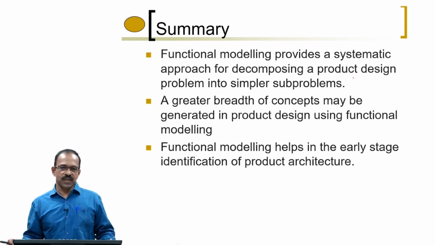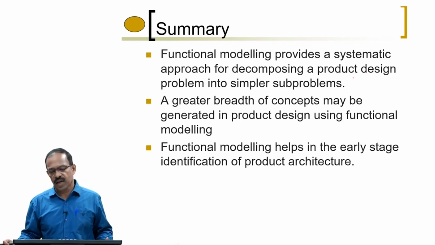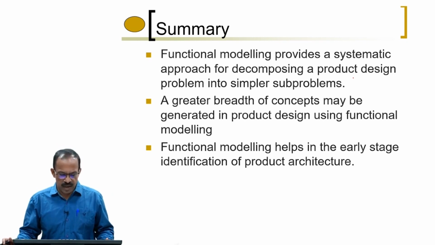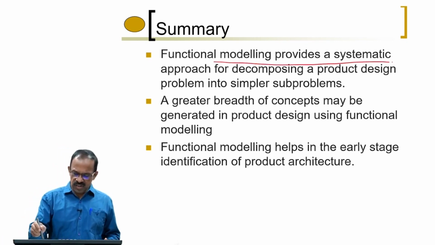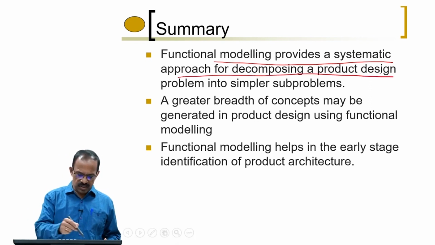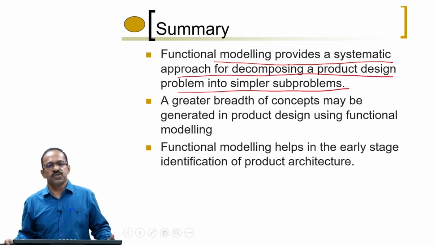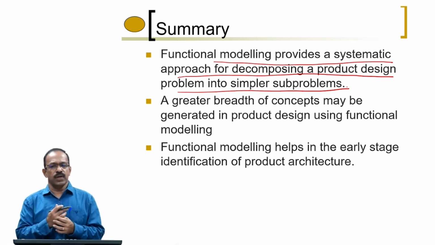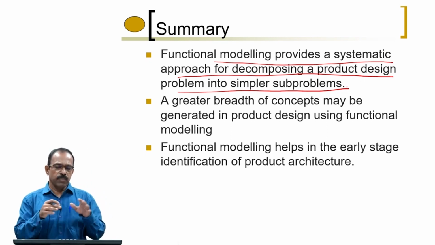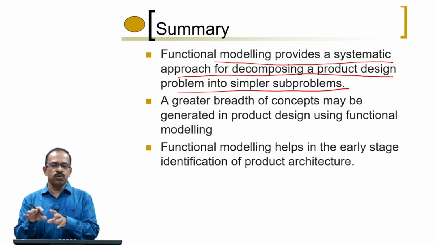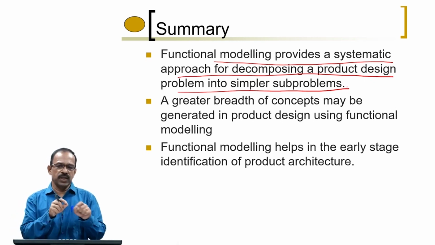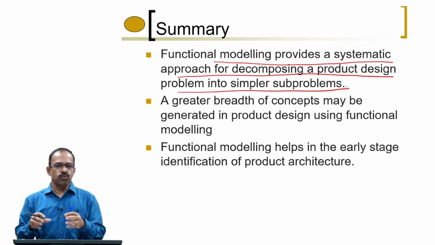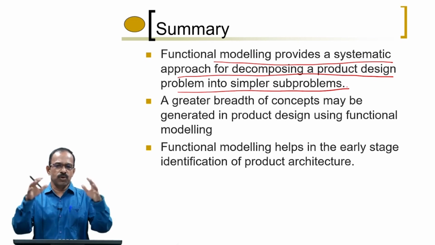Okay, so to summarize the discussion that we had in the last few classes about the functional decomposition. Functional modeling provides a systematic approach for decomposing a product design problem into simple sub problems. What we had done is that we had a problem of designing a tea brewer or iced tea brewer. Now, we have decomposed that into small functions, and the question now is how a particular function is to be provided in the product. So, we are dividing this into small problems, and by solving all these sub problems, we will be able to solve the big problem.